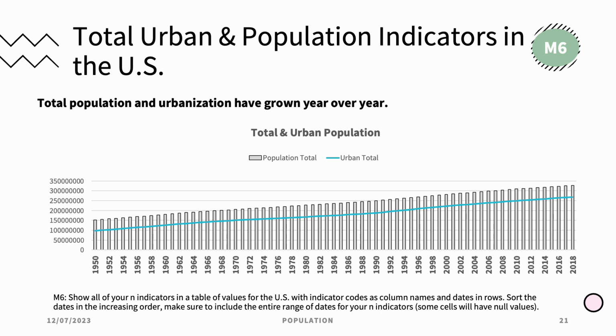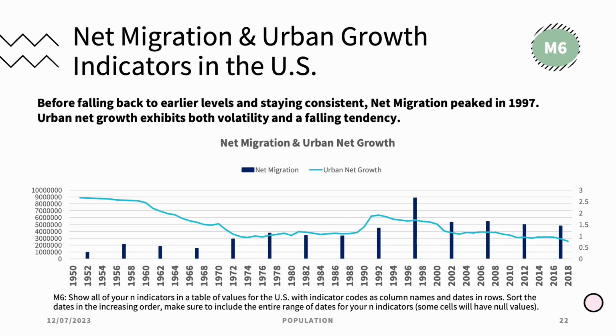In M6, we looked into a trend of our 4 indicators. As you can see here, the total population and urbanization have grown year over year. We also looked into net migration and urban growth. Net migration increased and peaked in 1997 before falling back down to earlier levels. On the other hand, urban net growth is more volatile. It shows a declining trend between 1950 and 1988, but it jumped back up in 1992 before declining again.